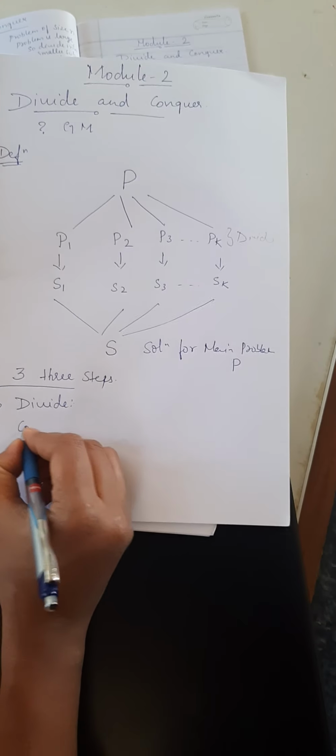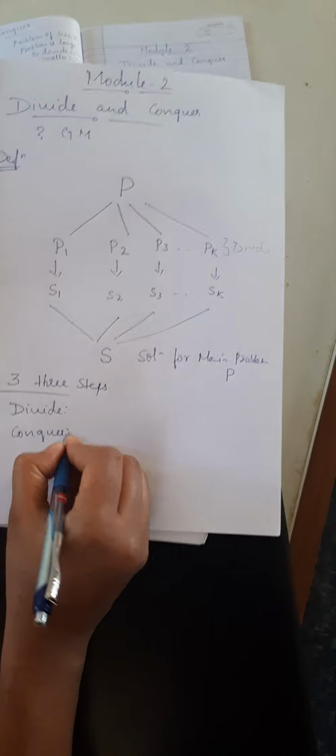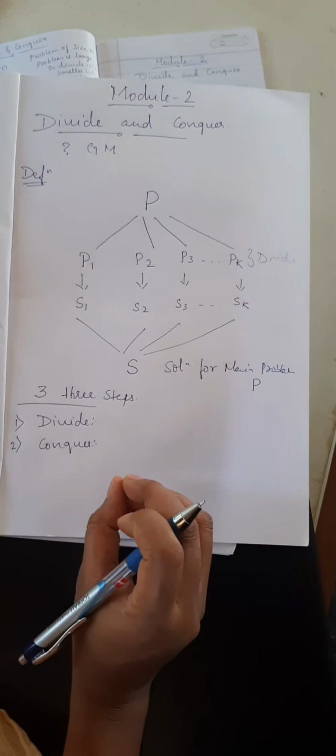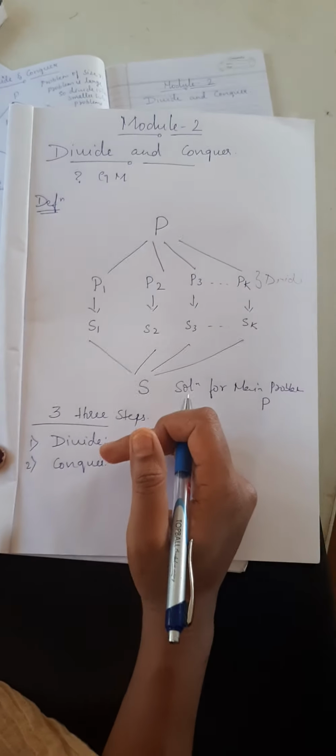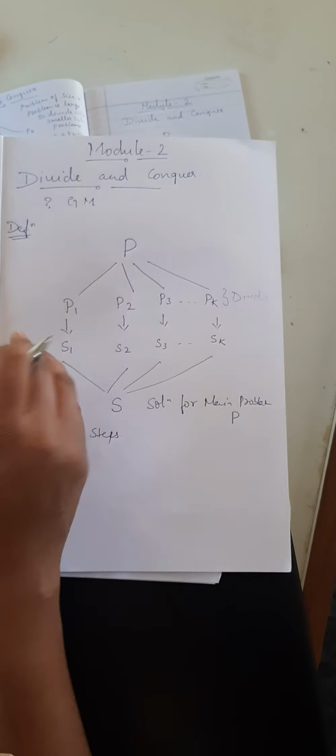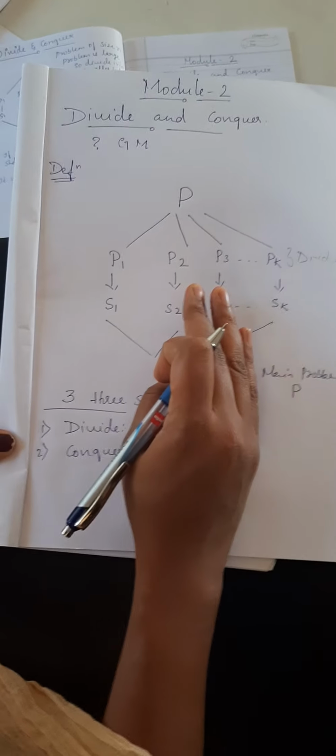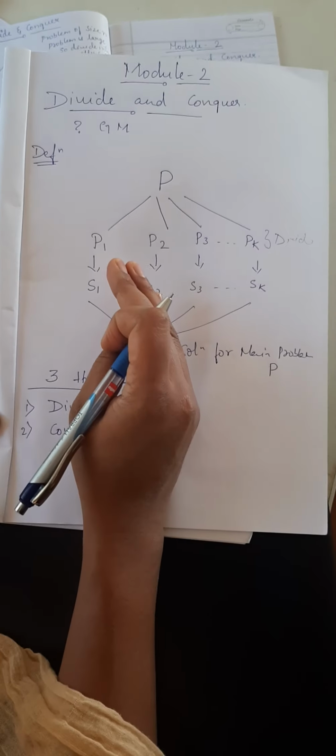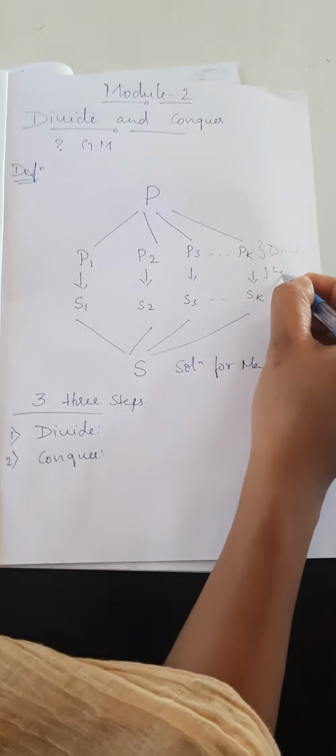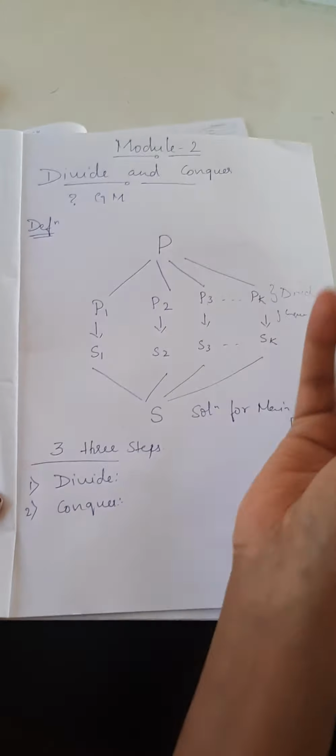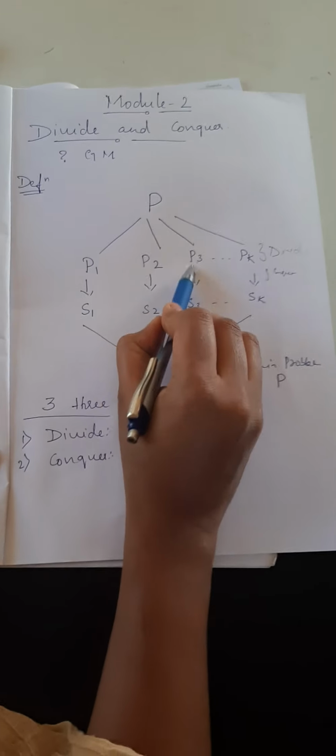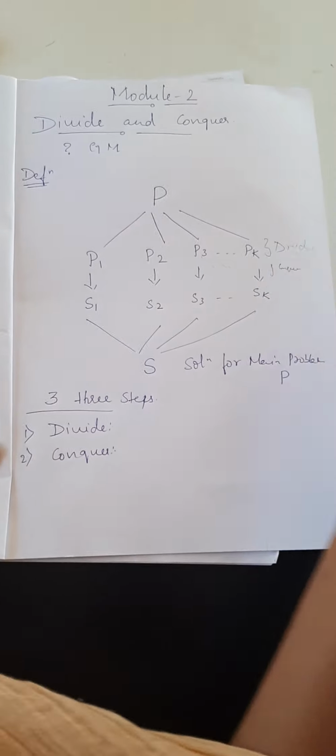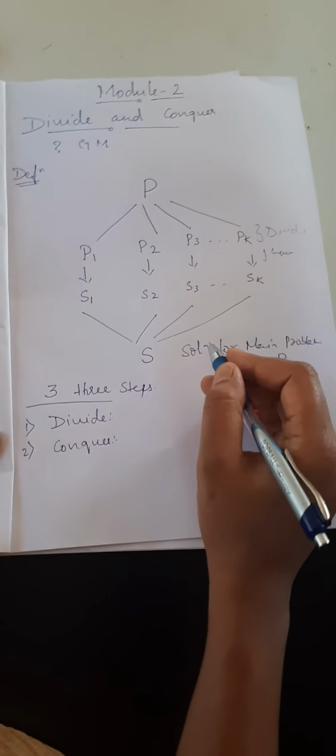Second step is conquer. What is this conquer? If the sub-problems are smaller in size, the problem can be solved using straightforward method. If the sub-problem are larger in size, they are divided into number of sub-problems of the same type and size. Each of the sub-problem is solved recursively. This is called as conquer. Means if the sub-problem is also having different sub-problems, what we'll do, we'll do this again, we'll do a sub-division and we'll solve this individually. That is called as conquer.